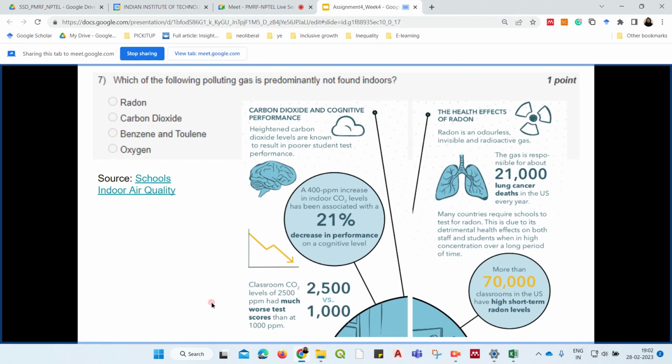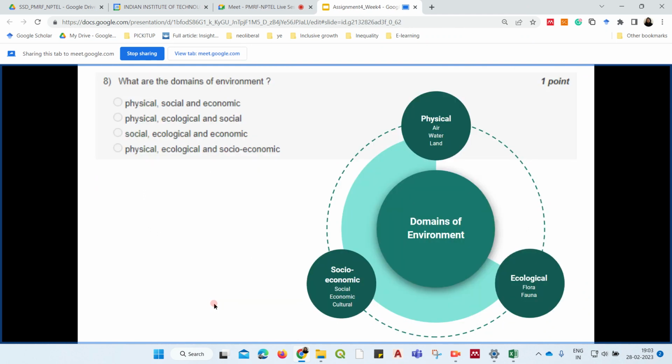Coming back, we move on to the next question. So this question actually is not related to the course material for this week. The domains of the environment is related to environmental impact assessment, which is covered in week 5. Still, because this question was shared in week 4 of the previous run, I thought I'll just go through it and explain to you the material behind it.